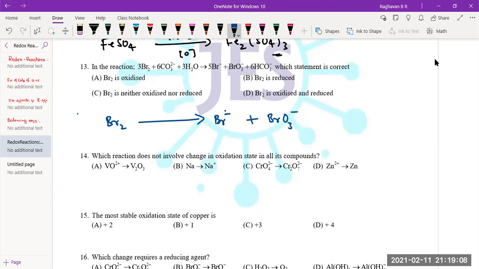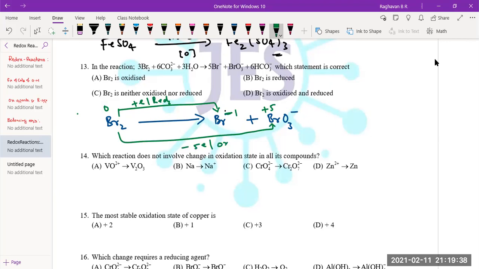Okay. So if you look at this, 0, this is -1, this is +5, bromate. Addition of electron, reduction. Each atom would lose 5 electrons from 0 to +5, oxidation. So bromine is oxidized and reduced, or undergoes disproportionation.